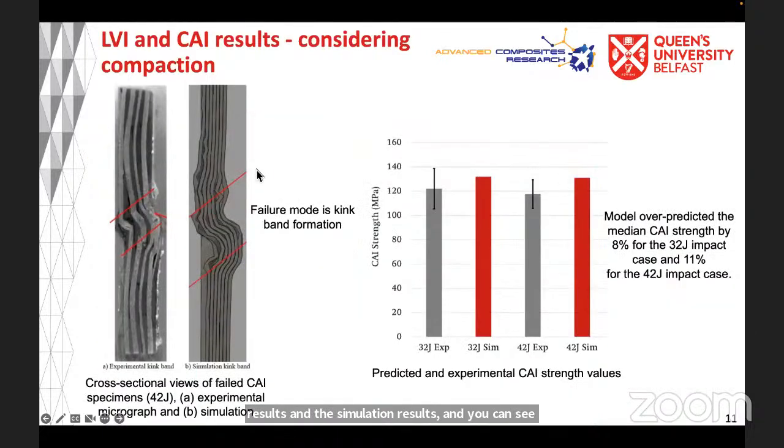And again, as a result of impact, we want to see what will happen to that composite. For example, if you apply a compression force on the damaged composite, this is what will happen. This is the experimental result, and this is the finite element or numerical result, and you can see both are matching very well. And this is the compression after impact strength. Again, the red one is the simulation result, and the gray one is the experimental result for both energies, for 32 joules and for 42 joules. And again, we can see that they are both matching very well.